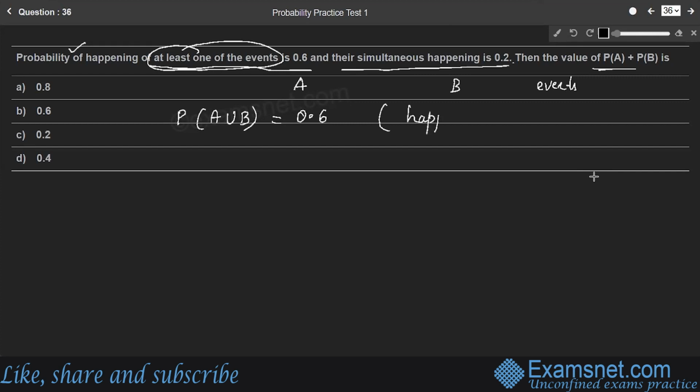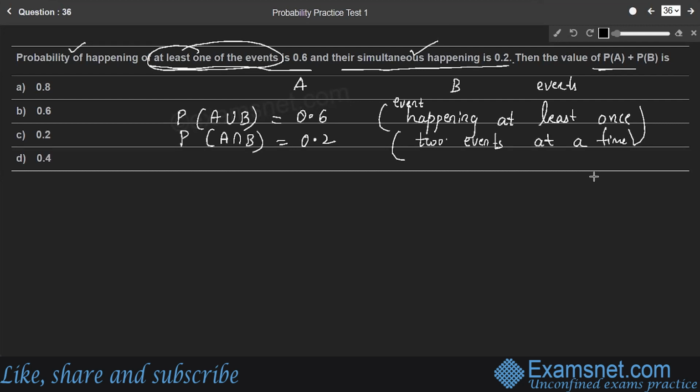That means an event happening at least once is nothing but the probability of events A union B, which is 0.6, and their simultaneous happening is 0.2. So simultaneous happening means probability of A intersection B, which is 0.2, right? A intersection B means two events happening simultaneously at a time. Two events at a time is nothing but A intersection B. Then the value of P of A plus P of B.